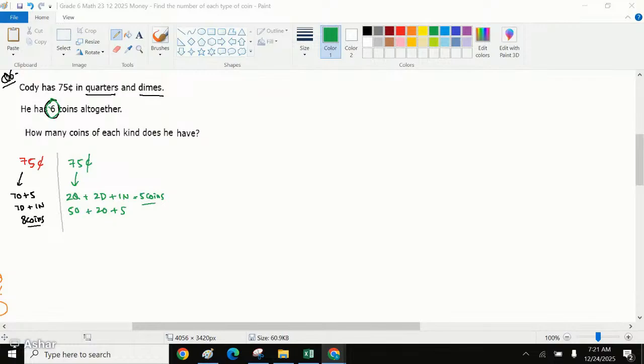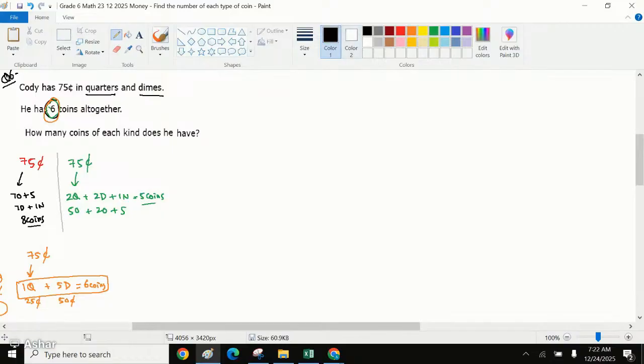Okay, let's try another possibility. If we say we have 75 cents, can we break this down into 1 quarter, which would be 25 cents, plus what is left? 75 minus 25 is 50. So can I say I have 5 dimes? So 1 plus 5 would be equal to 6 coins. Agreed? And they're asking us if he has 6 coins.